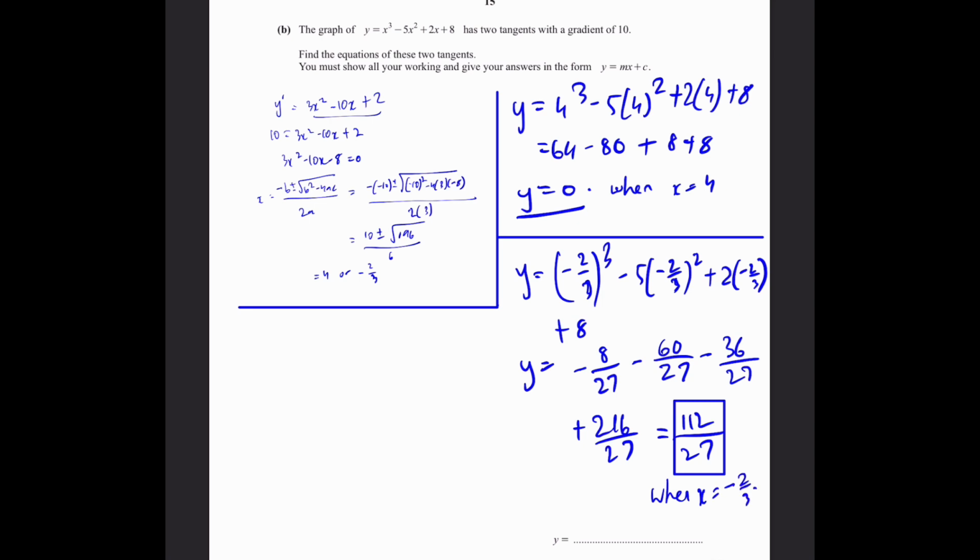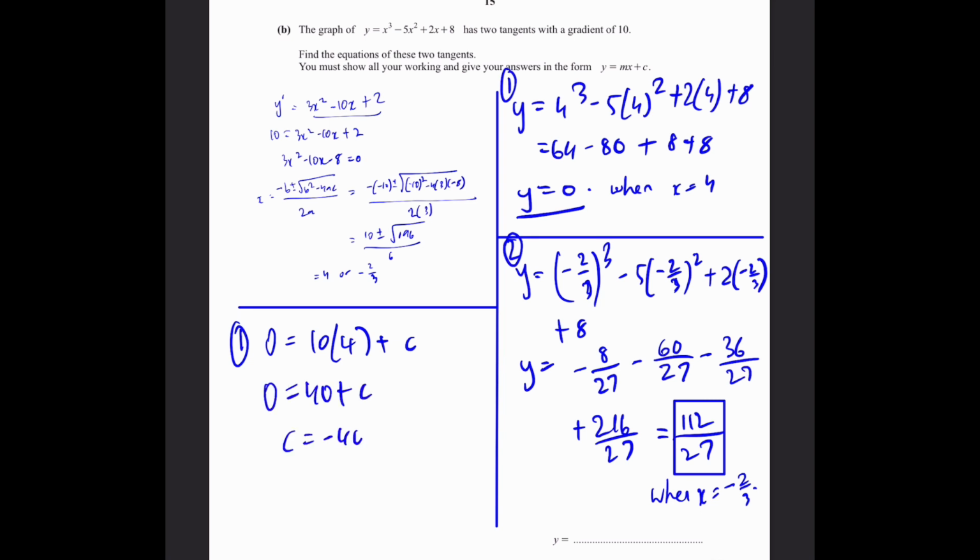Now you can simply substitute these into a line equation, y equals mx plus c. Let's say there's 1 and there's 2. So let's do the first one. That will be 0 equals 10 into 4 plus c, so 0 equals 40 plus c, so c equals minus 40. Where did I get m equals 10? Well, it says the gradient is 10, so m has to be 10, right?